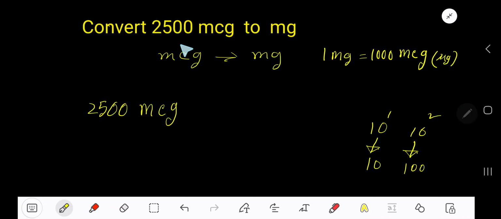How to convert 2500 microgram to milligram? We'll use this conversion equation: 1 milligram equals 1000 microgram. So how to do that?